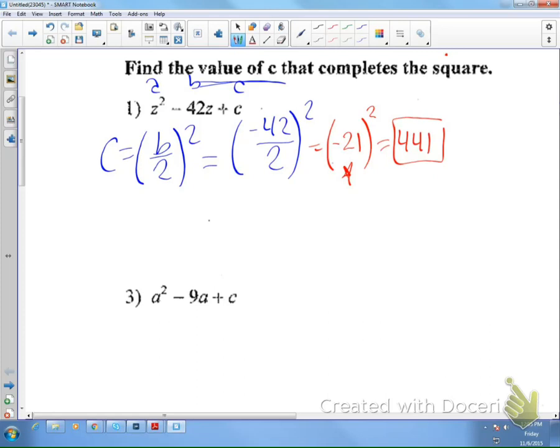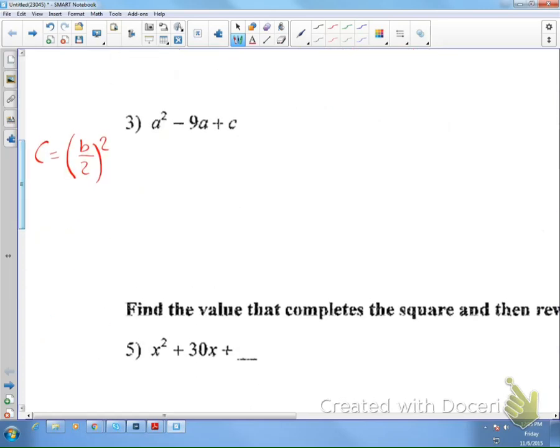So let's look at number 3. We have to do C equals B over 2 all squared. Okay, so Drew, what is B going to be on number 3? Yeah, good, negative 9. And you do need to take that sign with it. So we have negative 9 over 2 squared. What is negative 9 divided by 2? It's negative 4.5. It's a decimal. I don't want you to write the decimal. I want you to write the simplest fraction if it does simplify. Does this simplify at all? No. Would you star it?